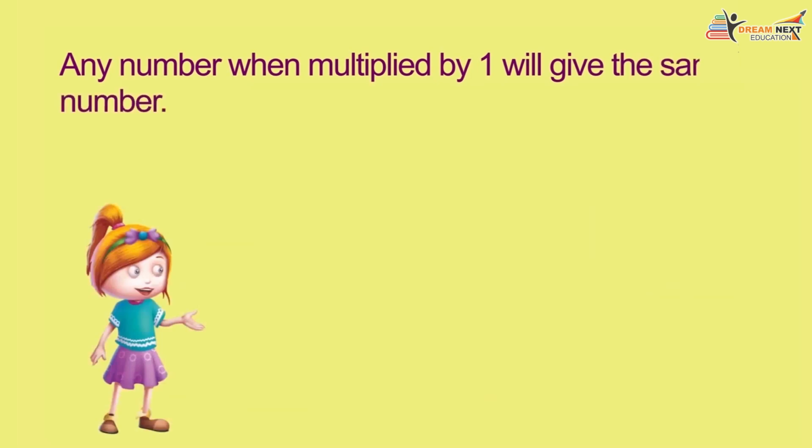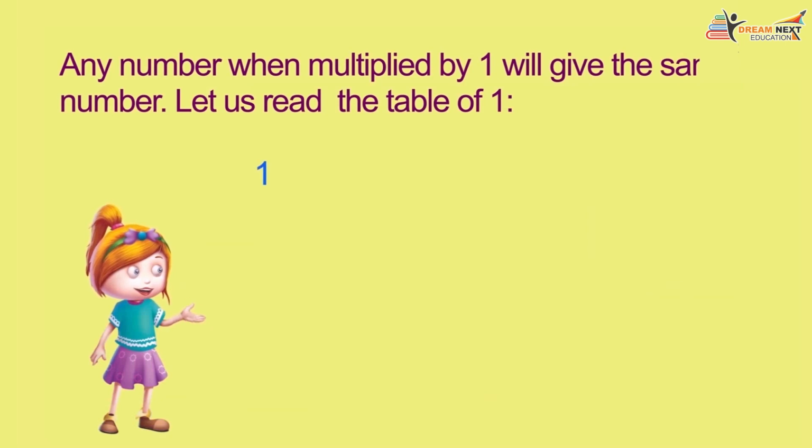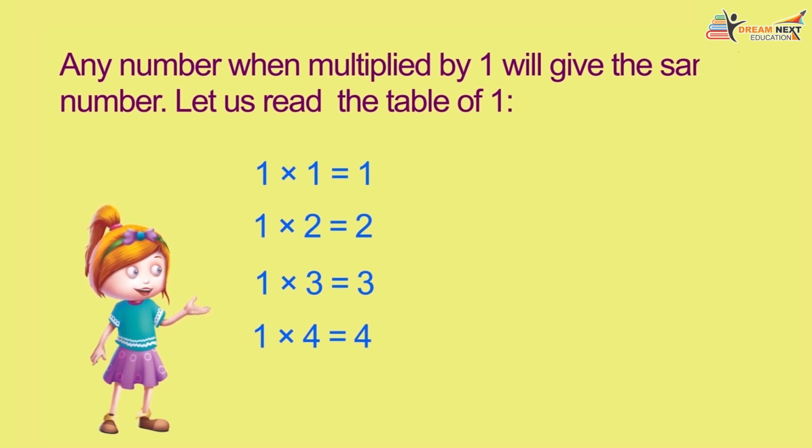Any number when multiplied by 1 will give the same number. Let us read the table of 1. 1 one is 1. 1 two is 2. 1 three is 3. 1 four is 4.